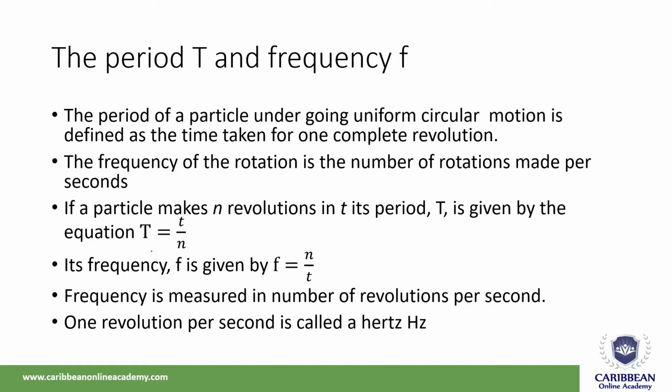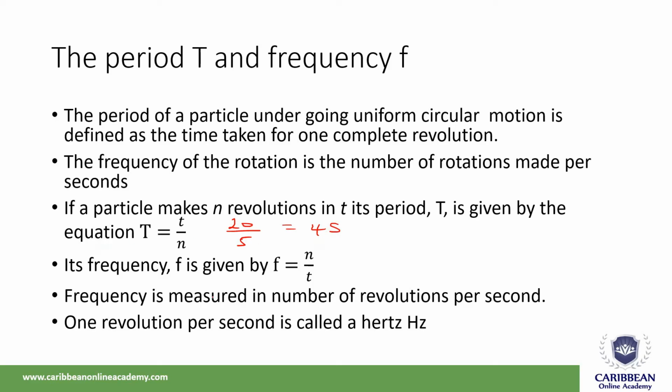So if you got a scenario that said you completed 5 rotations in 20 seconds, in order to know how much time it took to complete one rotation or one revolution, you would have to divide the time that you got by the number of revolutions. So in my example, my period, which is the time to complete one revolution, would have been equal to 4 seconds. And because we are dealing with time, the unit, of course, is seconds.